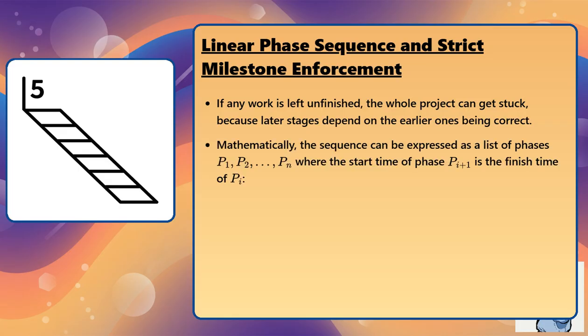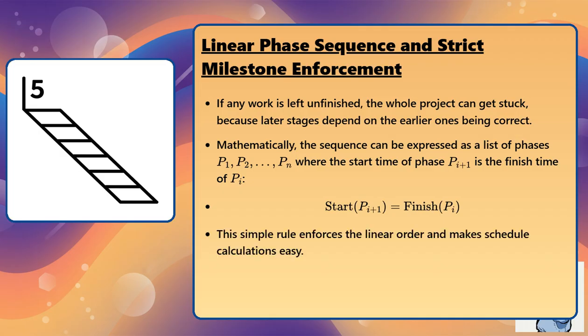Mathematically, the sequence can be expressed as a list of phases P1, P2, up to Pn, where the start time of phase P sub i plus 1 is the finish time of P sub i. Start of P sub i plus 1 equals finish of P sub i. This simple rule enforces the linear order and makes schedule calculations easy.